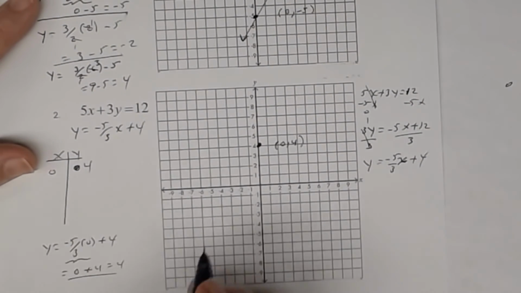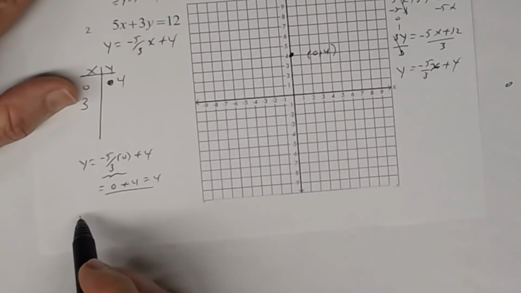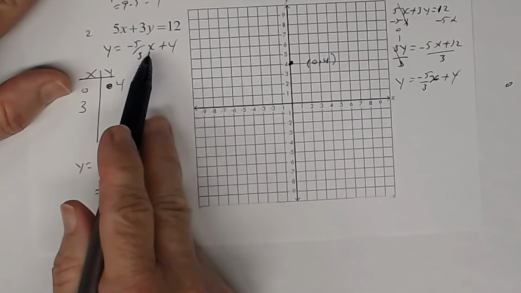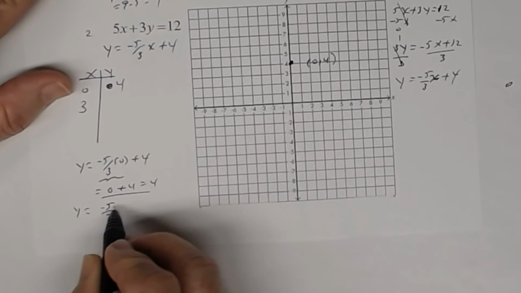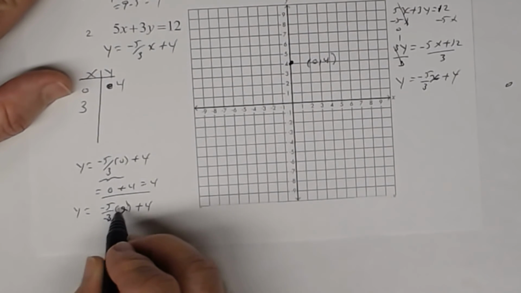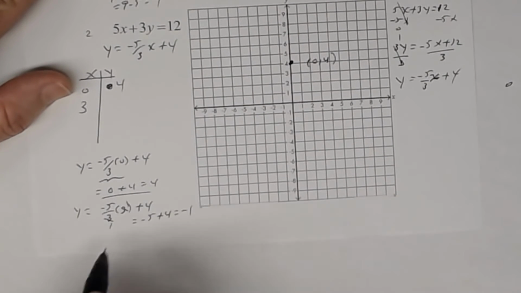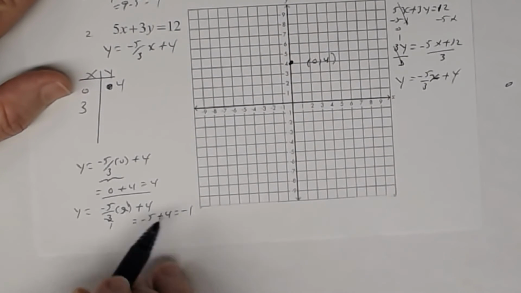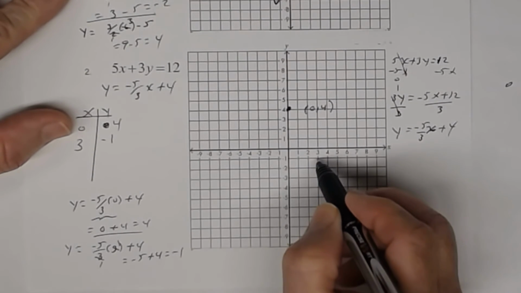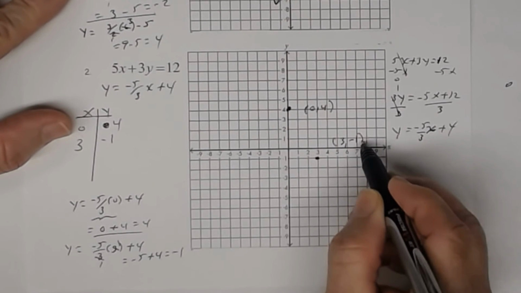So let's use 3. If x is 3, I get y equals negative 5/3 times 3, plus 4. Well, the 3's divide out, so I get negative 5 plus 4, which is negative 1. So I get the point 3, negative 1. So I'm going to plot the point 3, negative 1. So 3, negative 1 is in the fourth quadrant. So there's the point 3, negative 1.